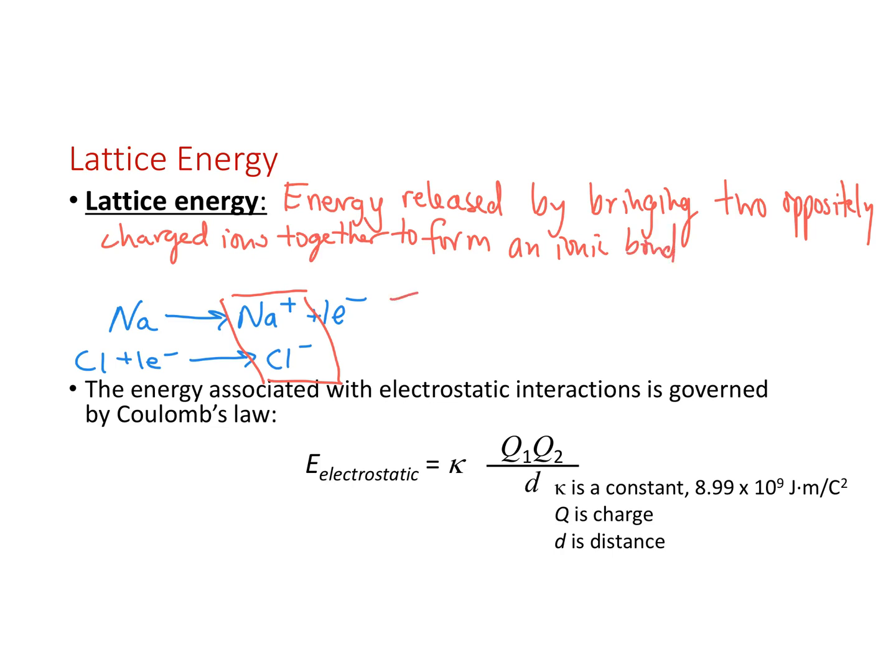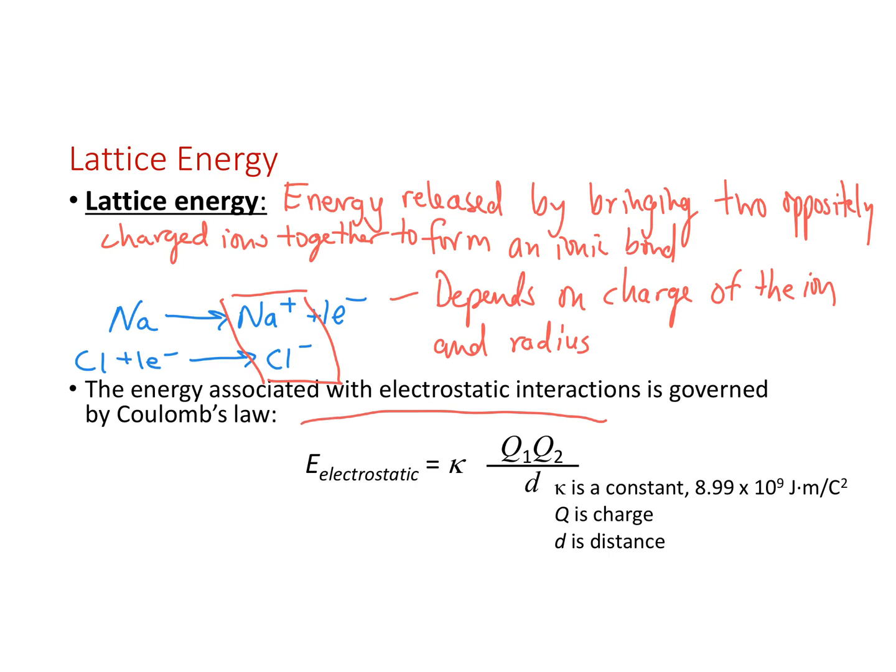And this amount of energy that's released is going to depend on the charge of the ion and the radius of the ion. Basically, how far apart are they? I wouldn't ask you to do this calculation. I put the equation in here so we can think about how to determine that quantity of lattice energy. Basically, Q is the charge and D is the distance.